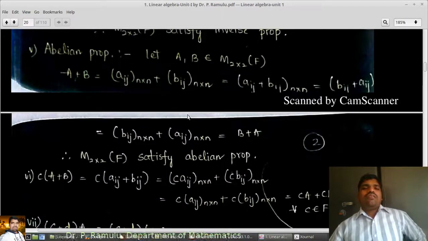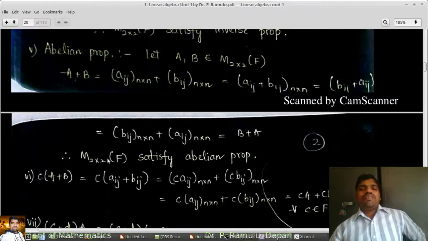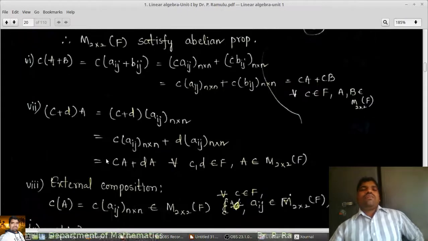Here I am taking A, B belongs to M_n×n over F. So A + B = (a_ij + b_ij), these two elements belonging to F, and you can write it as (b_ij + a_ij), which is B + A. So A + B = B + A for all A, B belongs to M_n×n. Therefore, M_n×n satisfies the abelian property.